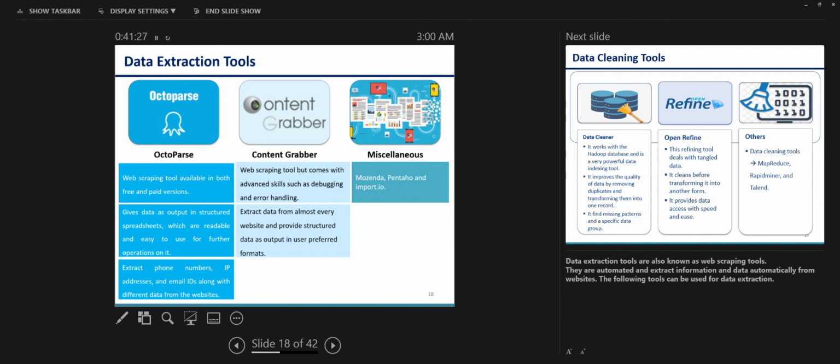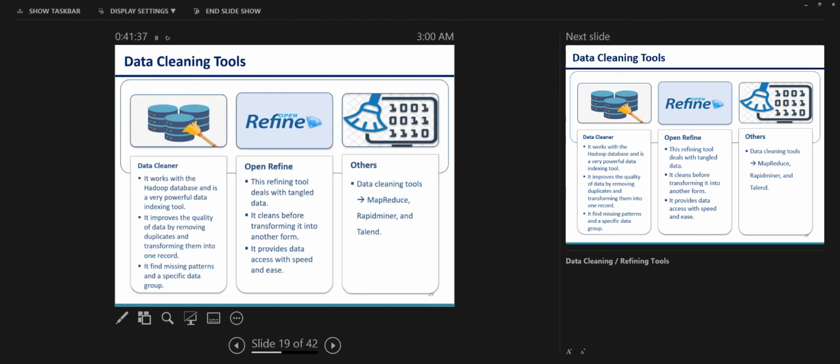Miscellaneous, we have so many other tools like Mozenda, Pentaho, and import.io. These are some other tools we can use from the data extraction point of view.